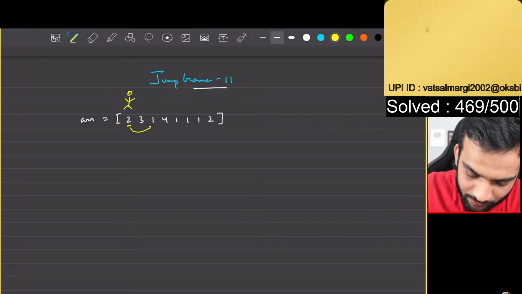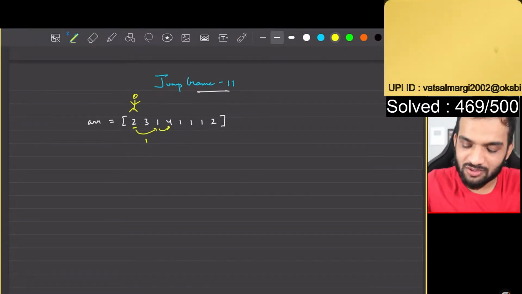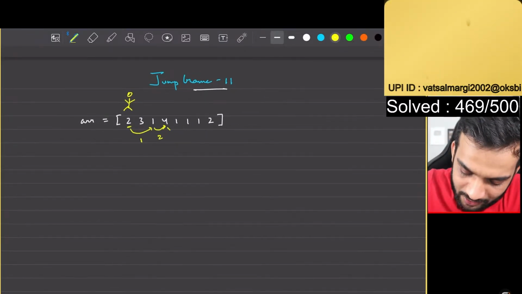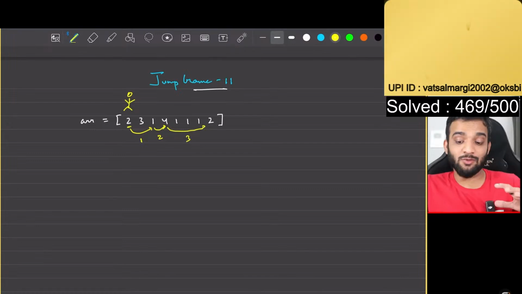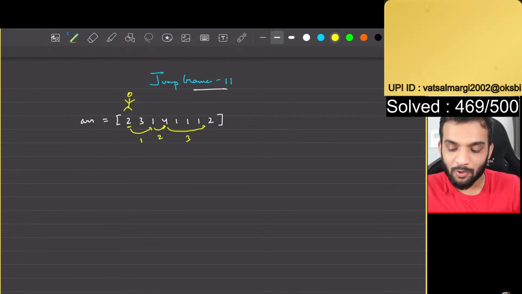What I can do is from here, I can jump till here, which is a single jump. From 1, I can take one more jump, which is another jump. From 4, I can directly jump to the last. So I'm taking 3 jumps, right? So I've taken 3 jumps, and this is going to be the answer. Minimum jumps. You can try out all the possibilities, and 3 is the minimum answer that you'll get.